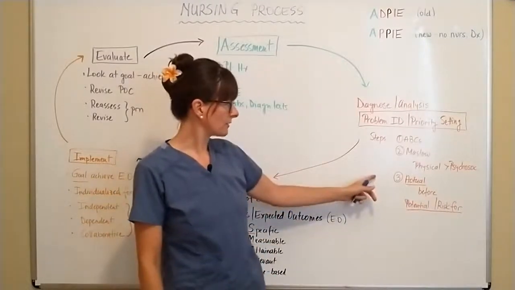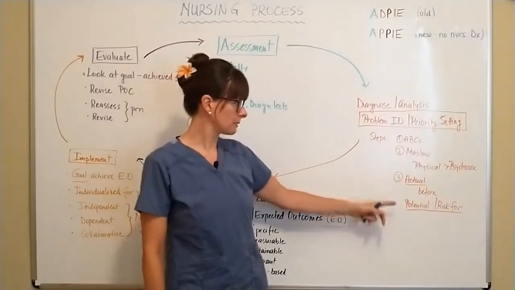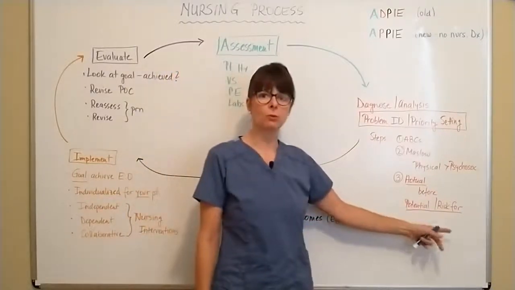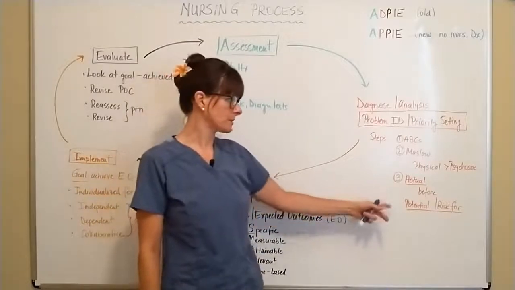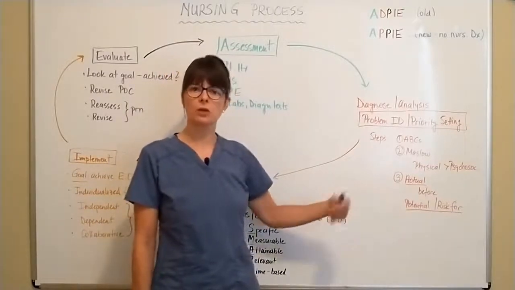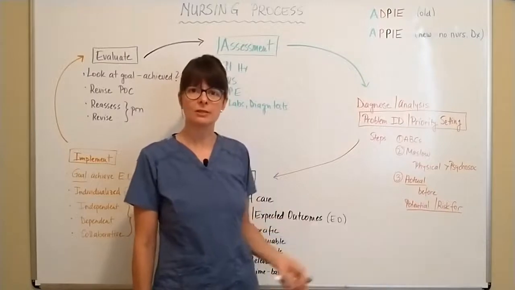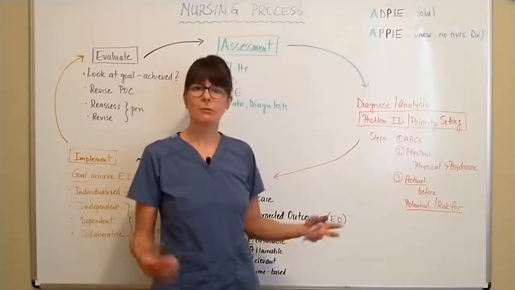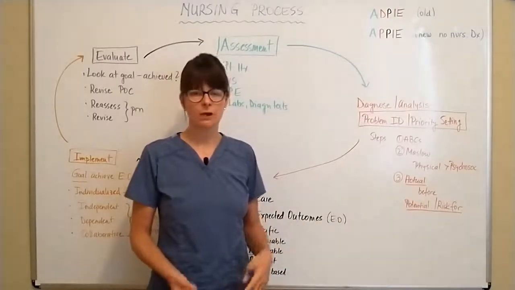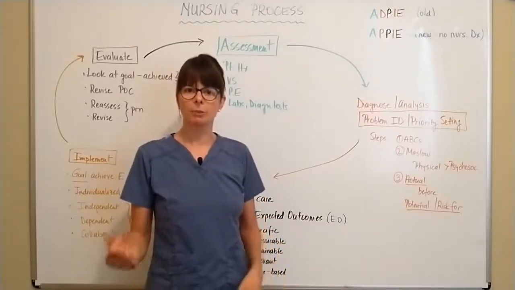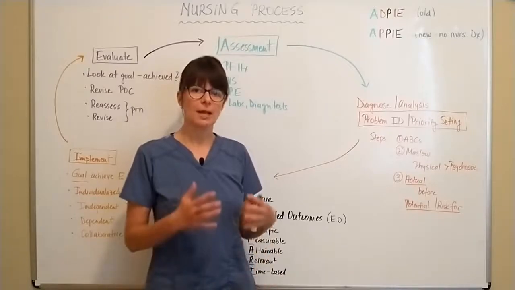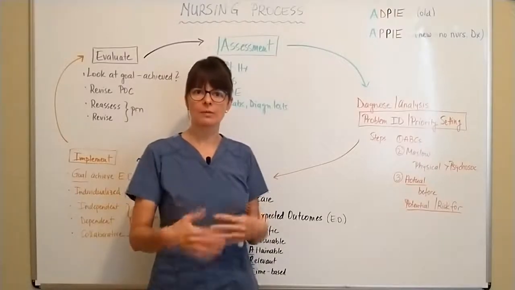And then we always have to address actual problems before potential or risk for problems. You have probably seen risk for problems. Some of those would be like risk for infection. Risk for falls is something that students like to use a lot. But really at the hospital, everybody's at risk for falls because you're hooked up to IVs, you might have impaired mobility, you might be on certain medications. But actual problems always come before.